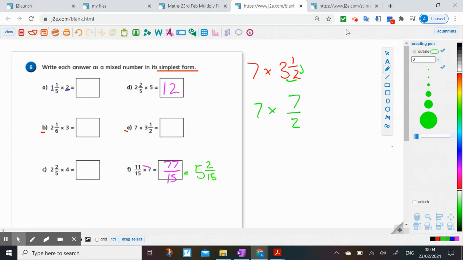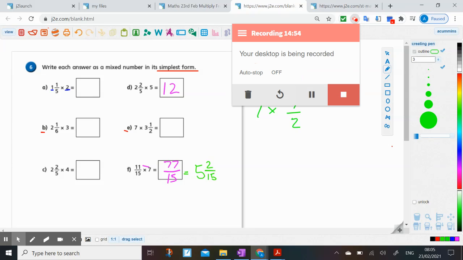This pen is not working. Sorry, 1 second, guys. Right, got that working.